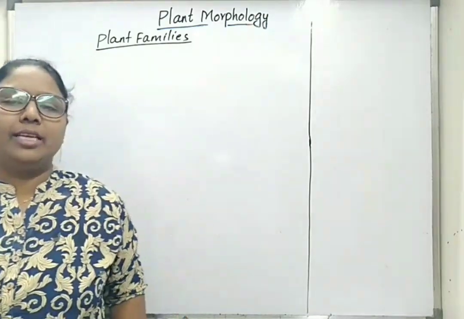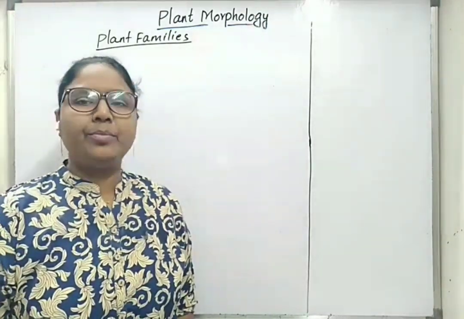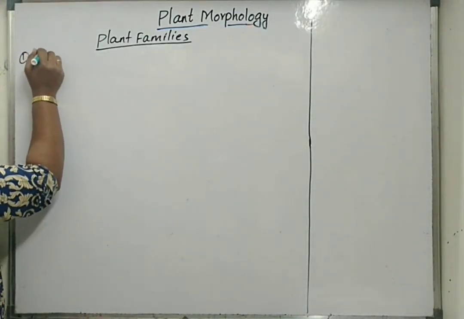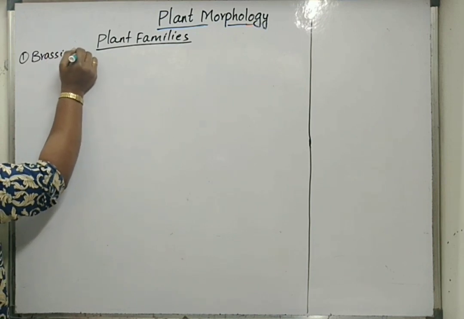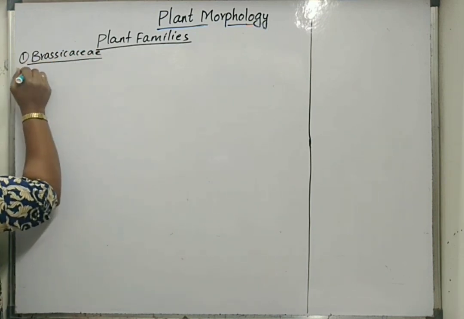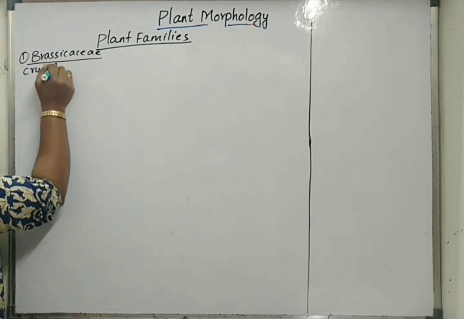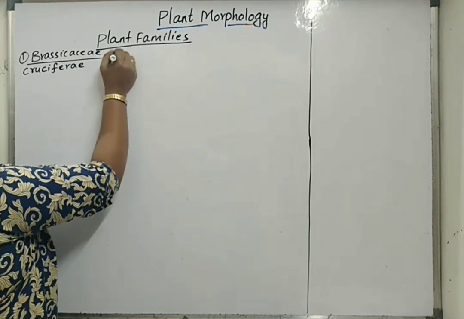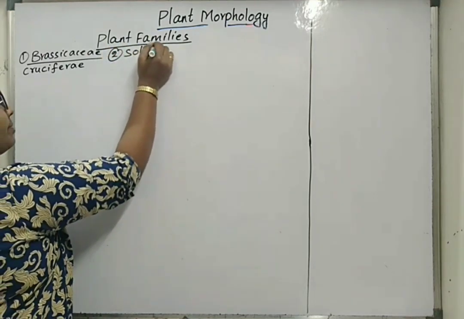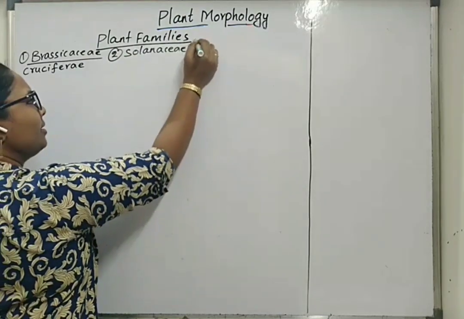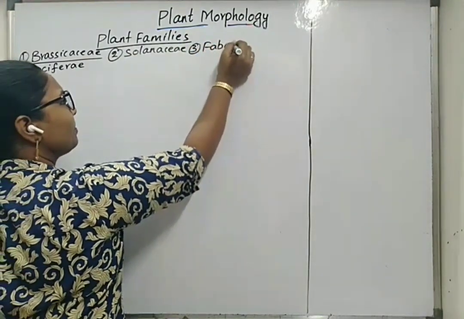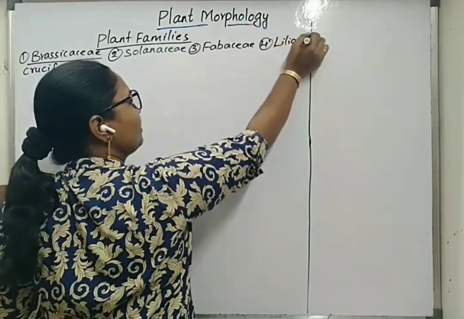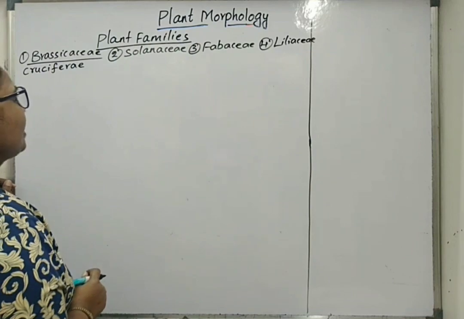Hello students, now we will learn about different types of families in plant morphology. So here we will read about the first one, Brassicaceae, which is also called Cruciferae family members. Another one, Solanaceae. Third one, Fabaceae. Fourth one, Liliaceae. So first we will start with Brassicaceae.